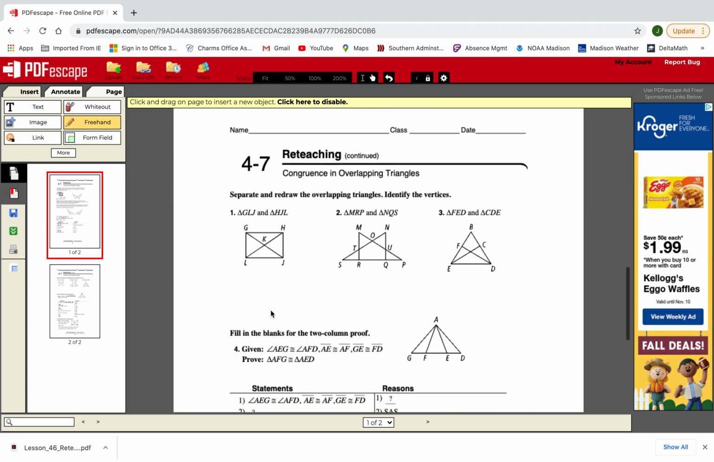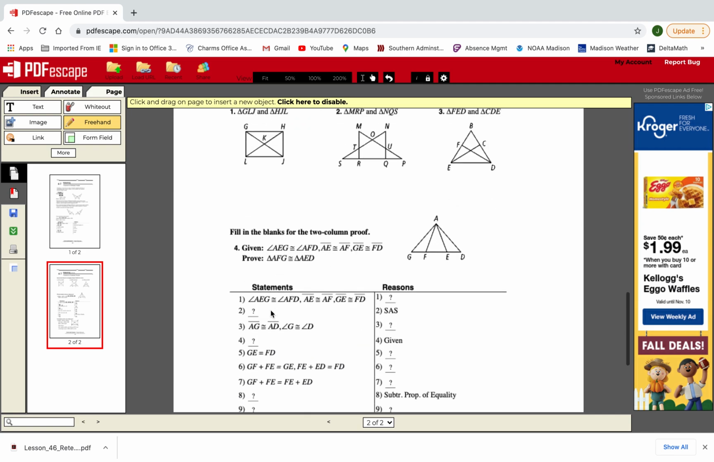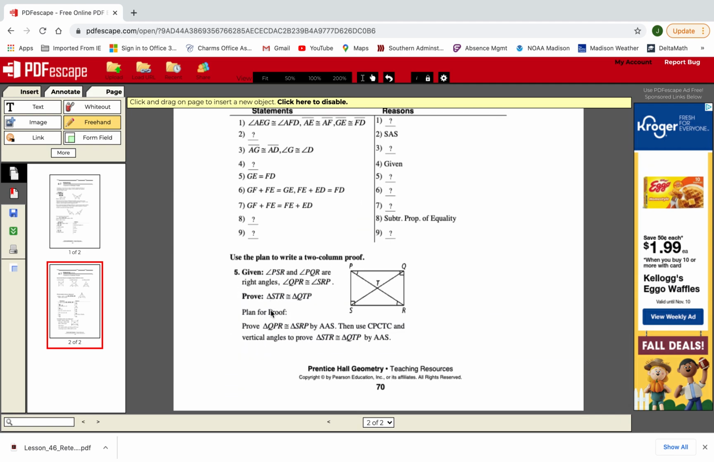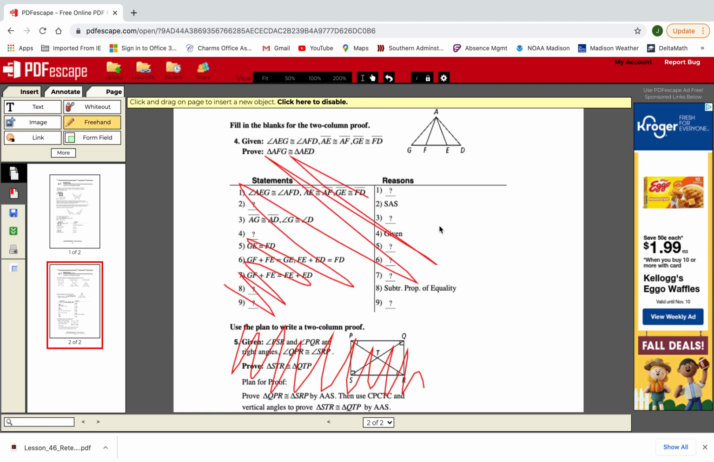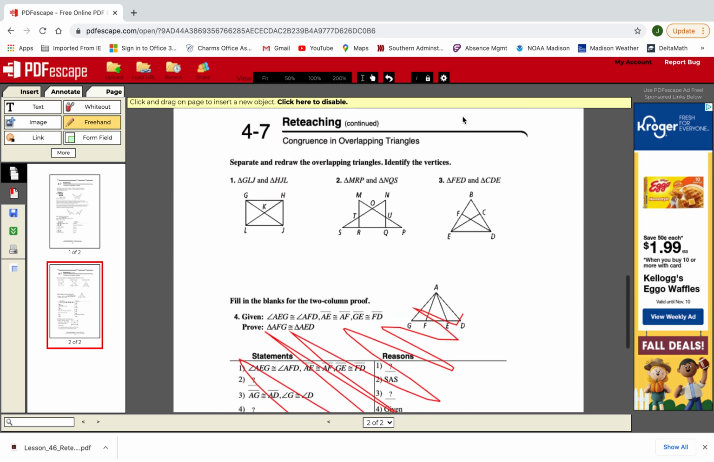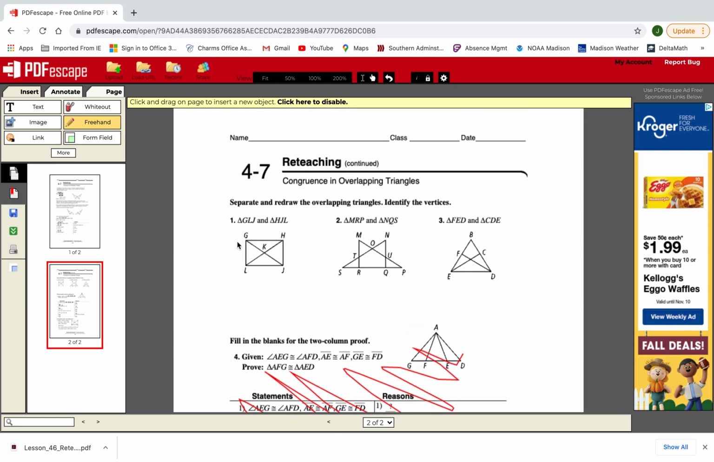All right, so in our reteach here, we're going to do 1, 2, and 3. We are not going to do 4 and 5 because we are not going to worry about proofs at this time. We are just at this time getting concepts down. We want to make sure that we understand the concepts without worrying ourselves with these proofs. Okay? So let's look at 1, 2, 3. This says to separate and redraw the overlapping triangles and identify the vertices.